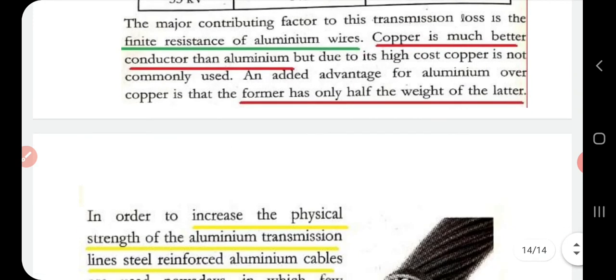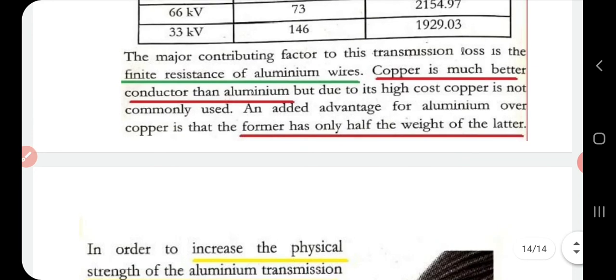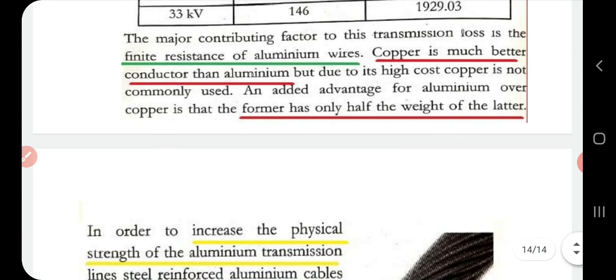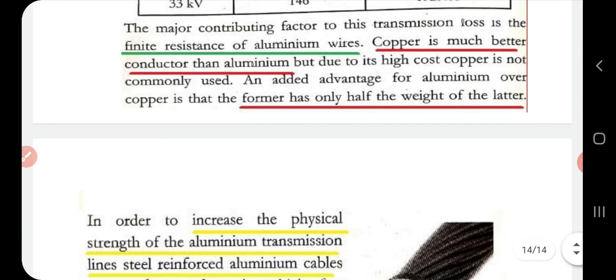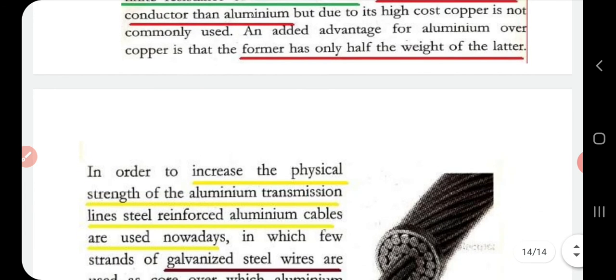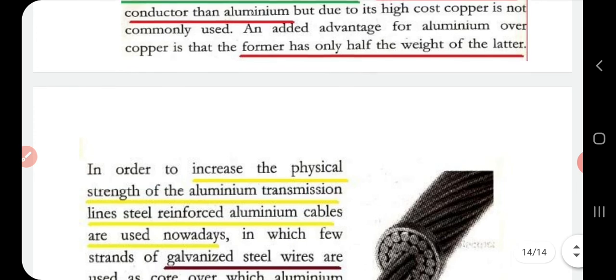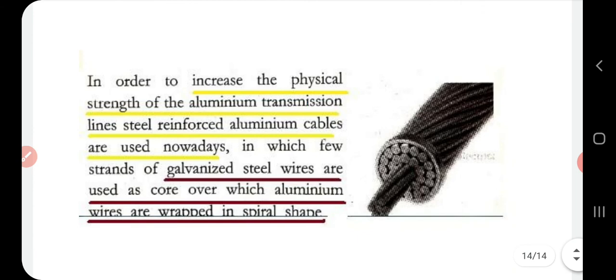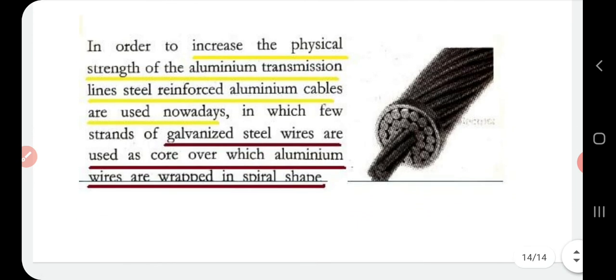The major contribution factor to this transmission loss is the finite resistance of aluminum wires. Copper is better conductor than aluminum, but since copper is highly costly, it is not commonly used. Instead, we use aluminum. Now, another added advantage of aluminum over copper is that aluminum has only half the weight, but copper is heavy. Now, in order to increase the physical strength of aluminum transmission lines, steel reinforced aluminum cables are used nowadays, in which a few strands of galvanized steel wires are used as core, over which aluminum wires are wrapped in spiral shape.